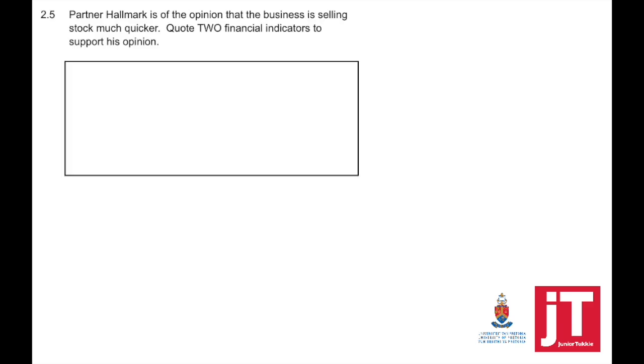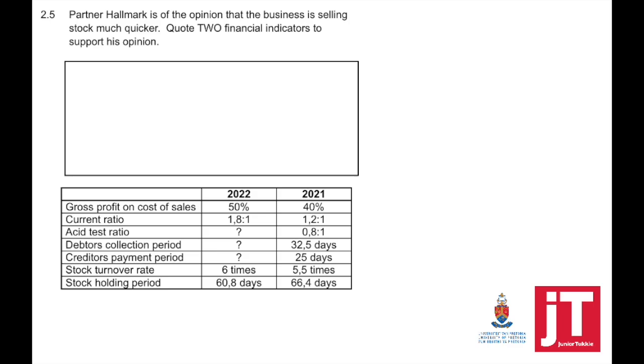Question 2.5, Partner Hallmark is of the opinion that the business is selling stock much quicker. Quote 2 financial indicators to support his opinion. So our options are our stock holding period and stock turnover rate. If we look at our stock holding period, it improved from 66.4 days to 60.8 days.